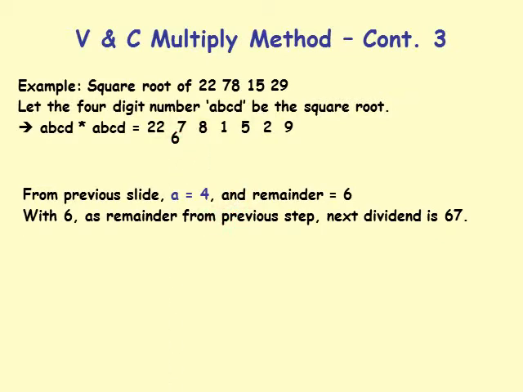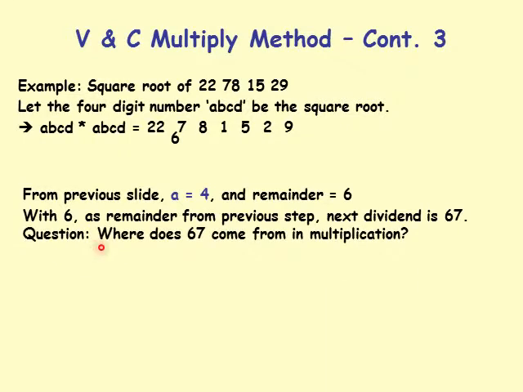Now what will we divide by? Where does 67 come from in the multiplication? 67 is the next digit of the answer, the next number on the right. We got 22 from 4 times 4 plus any carry, and now we move to the next digit to the right, and that comes from these two digits here. We have two columns of numbers to work on.